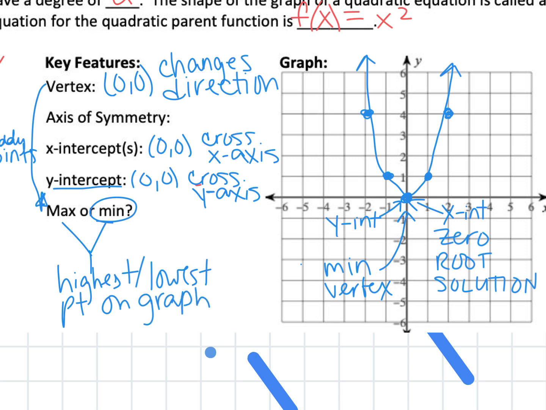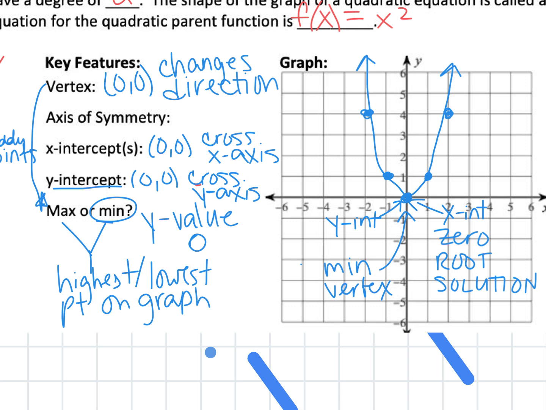And when they ask you about the min or the max value, this is going to be just your minimum or your maximum y value, which in this case is just 0. And it's not x equals 0 or y equals 0. It's just going to be that number.